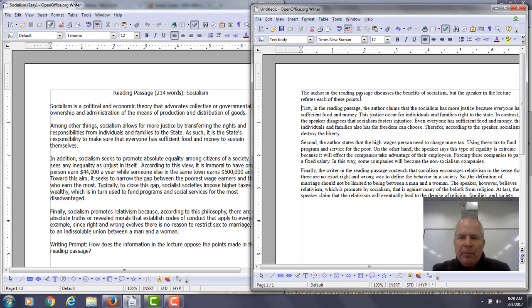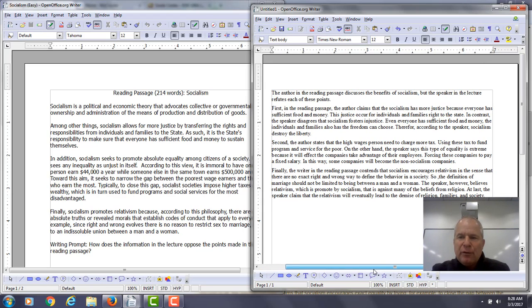You say first, in the reading passage, the author claims that socialism has more justice because everyone has sufficient food and money. Okay, and the reading passage does say that. You say this justice occurs. I would say "because," not "for," because individuals and families transfer their rights, maybe, and we can say obligations to the state. That's it, you're done. So we're going to the lecture now.